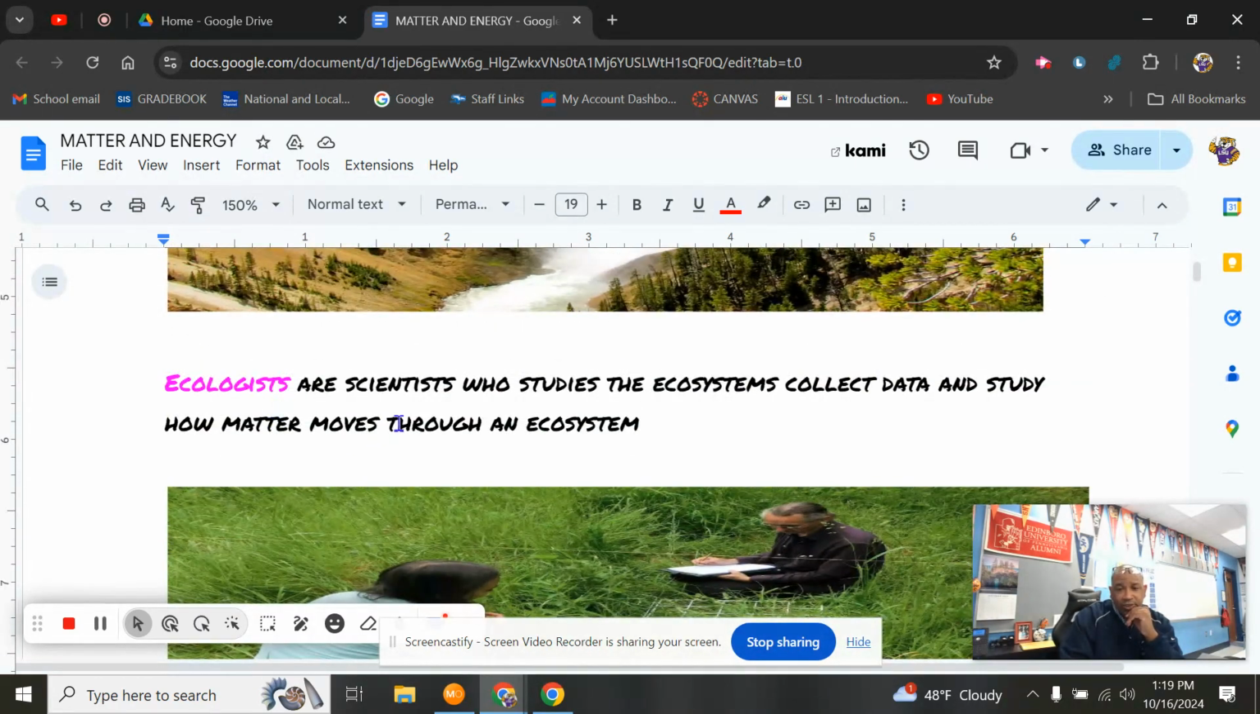Ecologists are scientists who study the ecosystems, collect data, and study how matter moves through an ecosystem. Please know that word. Ecologist. It's in a different color, so you better know it.